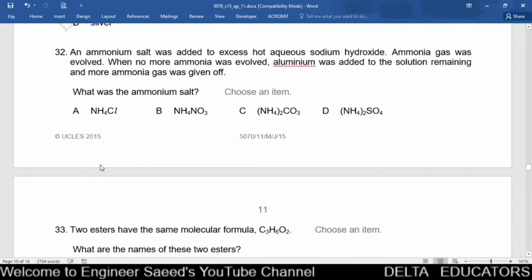Question number 32. An ammonium salt was added to excess hot aqueous sodium hydroxide. Ammonia gas was evolved. When no more ammonia was evolved, aluminum was added to the solution remaining and more ammonia gas was given off. What was the ammonium salt? Here it is given no more ammonia gas was evolved, means all the ammonium salt has taken part into chemical reaction and now ammonium salt is not present in the solution.